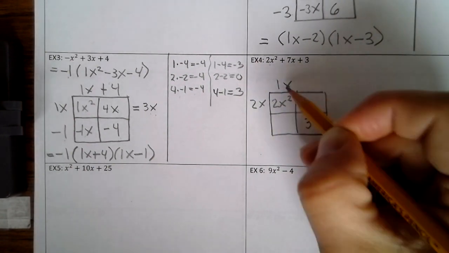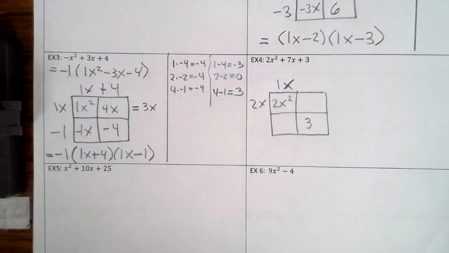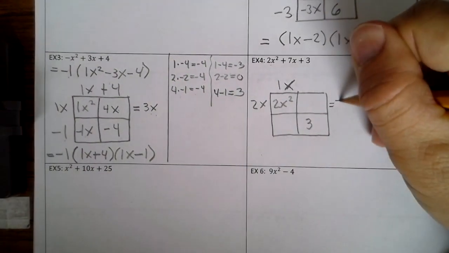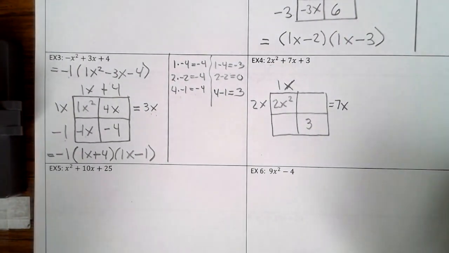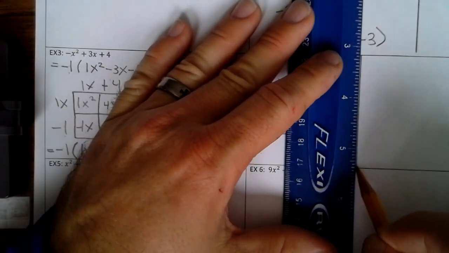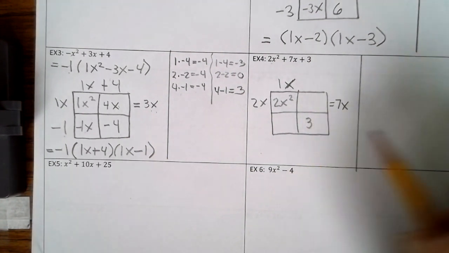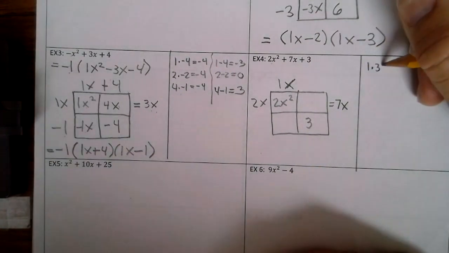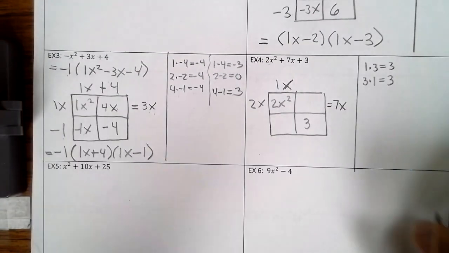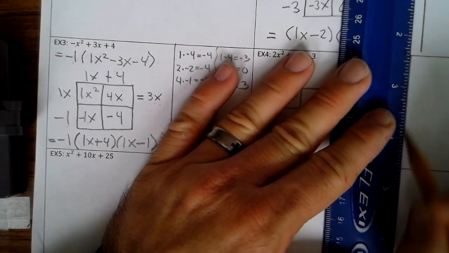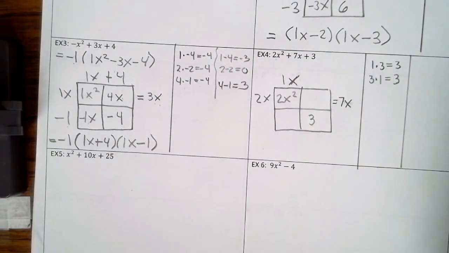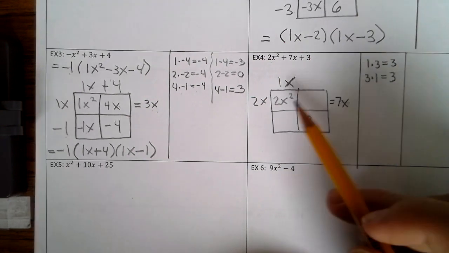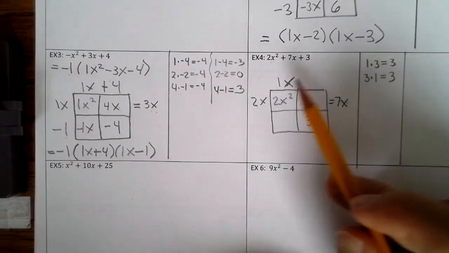Middle term, we want to be 7x. So now we still multiply. We need to multiply to find 3. So 1 times 3 equals 3. 2 doesn't work. 3 times 1 equals 3. Now, where this gets complicated is that before we were multiplying by 1, so it didn't matter. But now we have to multiply 2 times 1 and 1 times 3 and 2 times 3 and 1 times 1 to get 7.